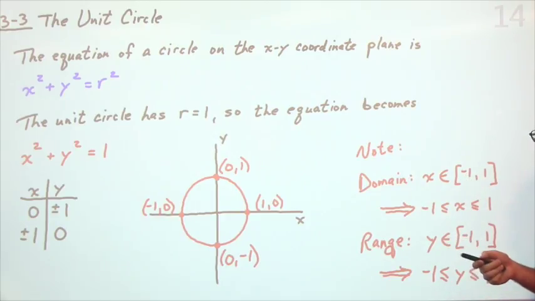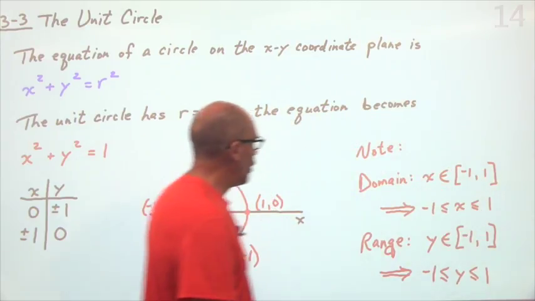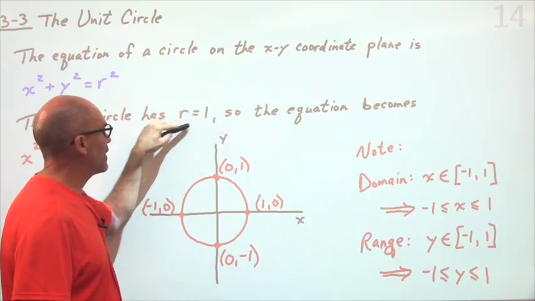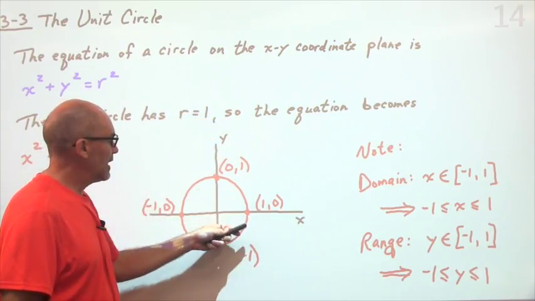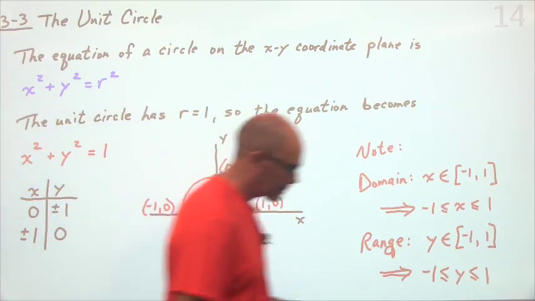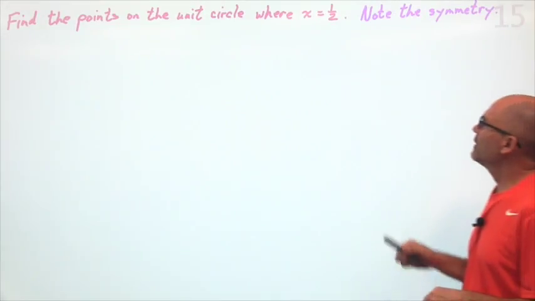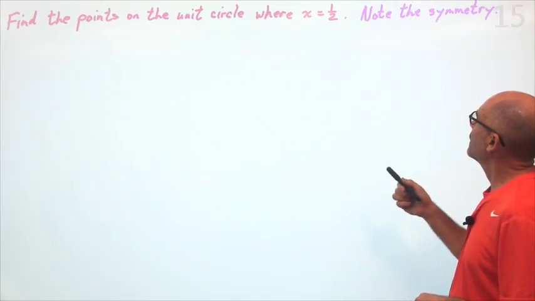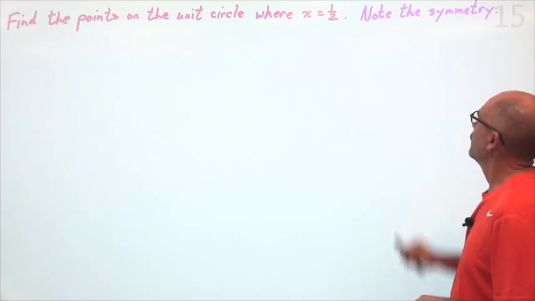And likewise, y is the same thing. y is going to be between negative 1 and 1 also, and that's what you see on the circle. There are no points out here where x or y is greater than 1 because it's a circle with radius 1. Okay. Now, what we want to do is find the points on the unit circle where x equals 1/2. And note the symmetry.